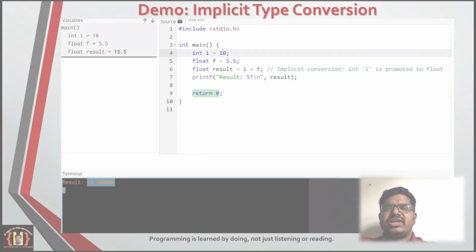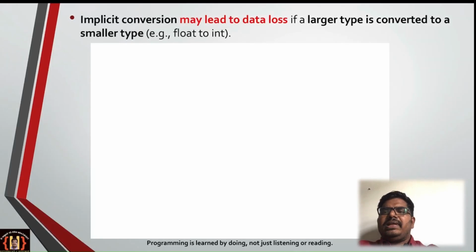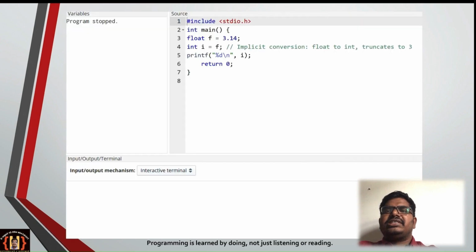Implicit conversion sometimes may lead to data loss if a larger type is converted into a smaller type. Earlier we saw a smaller type converted to a larger type. But if the compiler automatically converts larger data types to smaller data types by implicit conversion, there is a possibility of data loss. We'll see this in this example. You can see I have declared a variable f of floating type, storing the value 3.14.